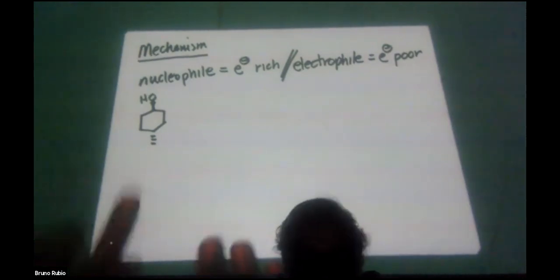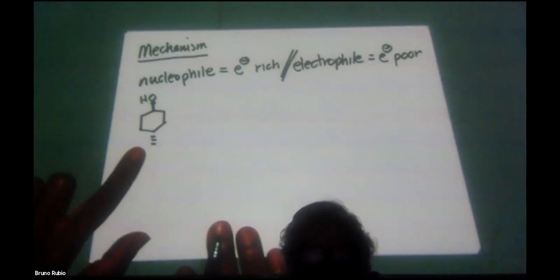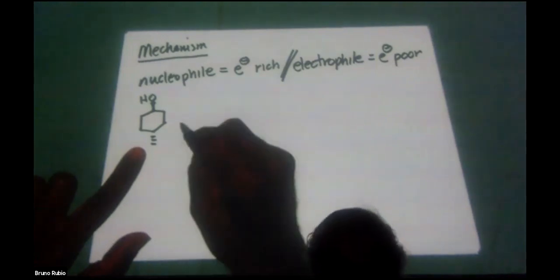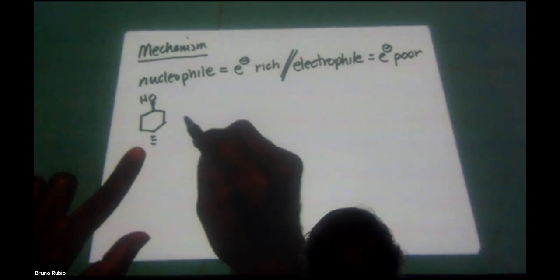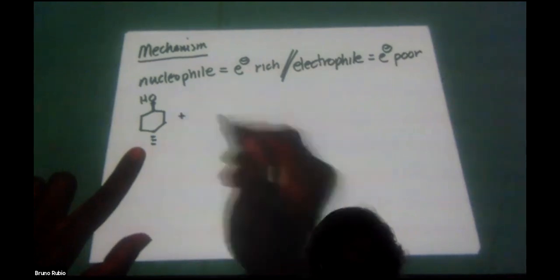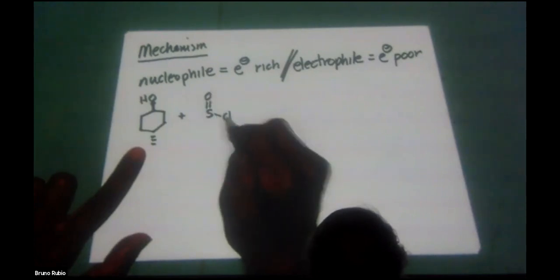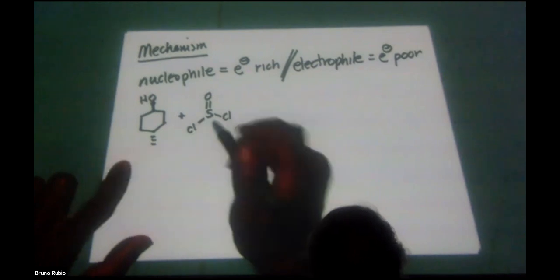All right, so is this a candidate for Darzens? It is. It's a secondary alcohol. The alcohol has to be primary or secondary. Now this thing reacts with thionyl chloride, that SOCl2 stuff, and the Lewis structure of SOCl2 is that.